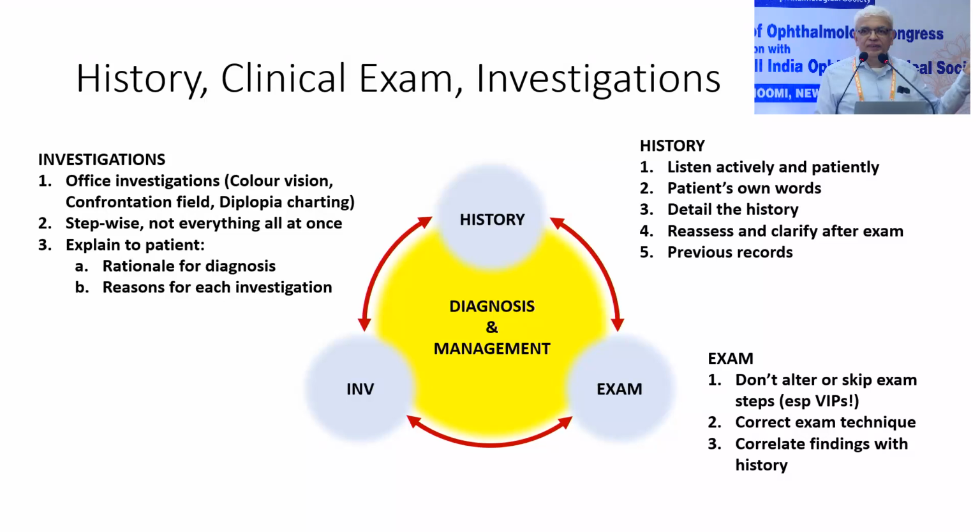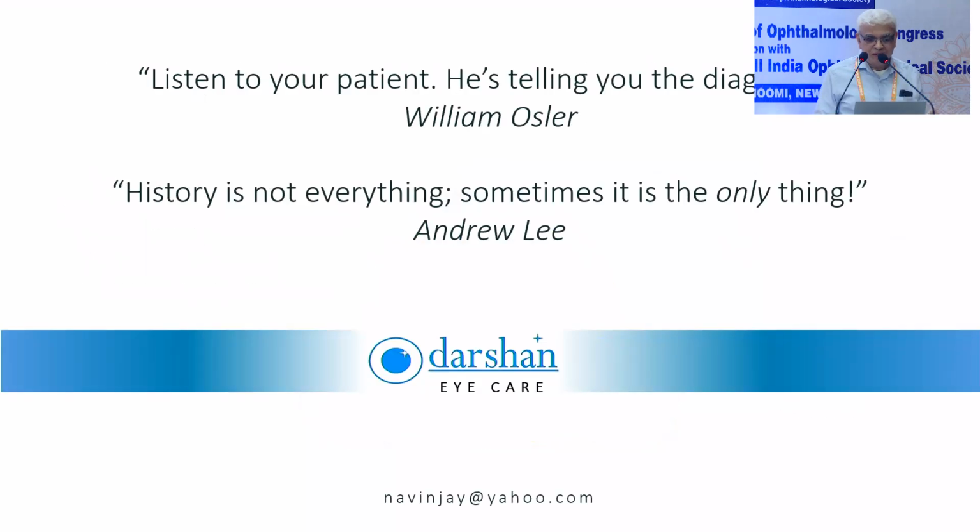Investigation, simple things. What can you do in your room? Color vision, confrontation, as Quresh said exactly, diplopia charting. Stepwise, you don't need to do all investigations on earth at once. Grade it and do it step by step. And always in neuro-ophthalmology, there are multiple things including MRI and all sorts of things, very expensive. So it's good to take the patients into account and tell them why you're doing these. You take the patient along your journey of trying to find out what the patient is suffering from. It will go a long way in patient confidence.